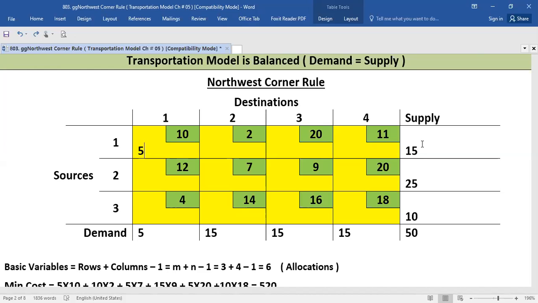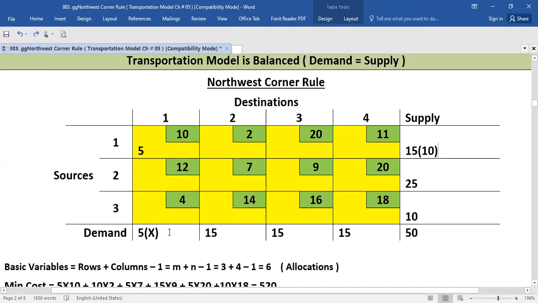The procedure for allocating the value is that you check which one is minimum. This one or this one? Yes, of course, 5 is minimum. So you will put 5 in this cell. This is your first allocation. It means that this cell has received 5 demand.